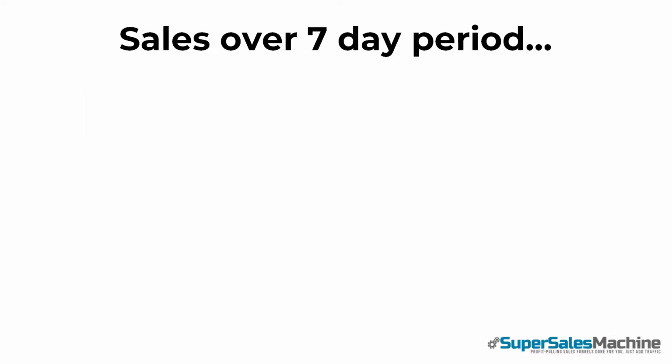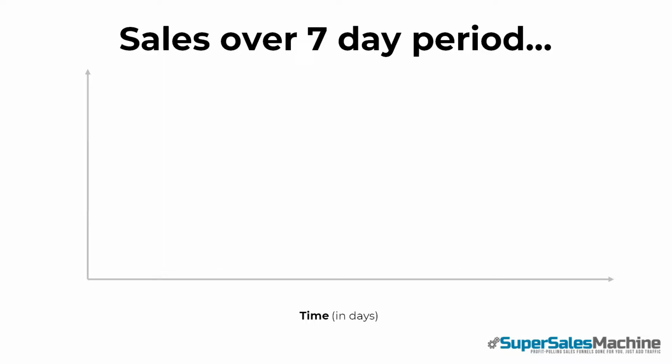Okay, so let's draw up a graph so you can see what happens to your sales during a promotion event. On the horizontal axis, we have time. A typical promotion lasts about a week, so let's put some numbers in to represent each day. On the vertical axis, we have sales. As an example, let's put some realistic numbers in for a small list from $0 to $1,000.